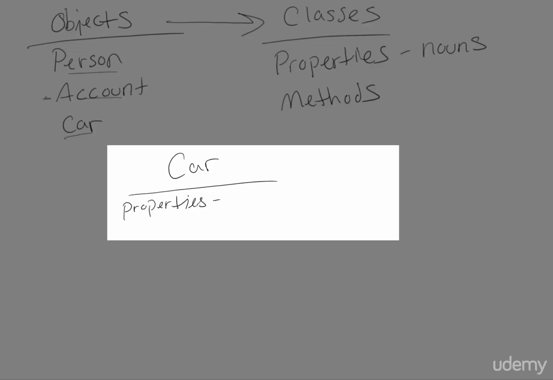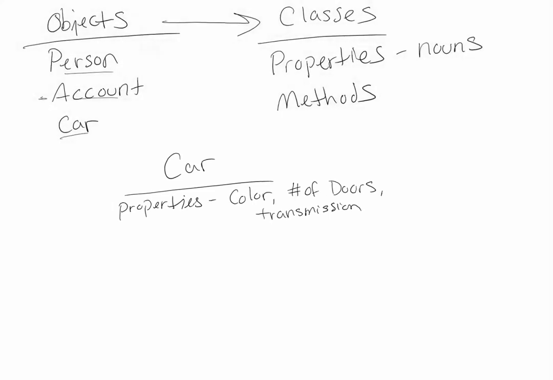would be things like color, number of doors, type of transmission, right? You get the picture.